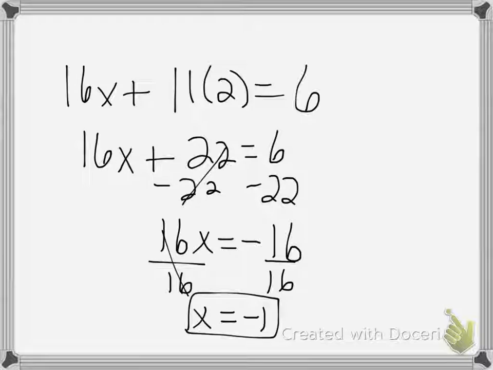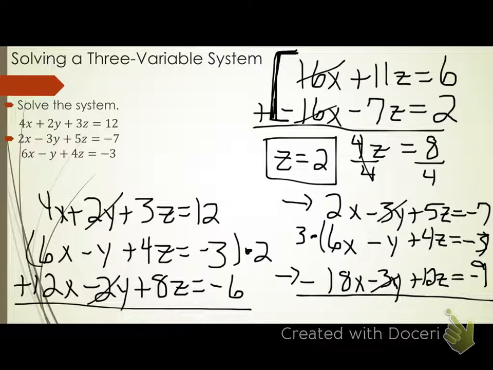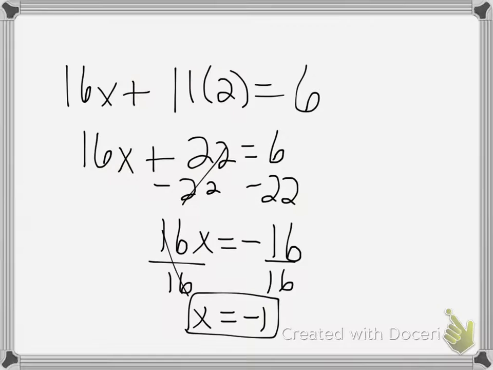Like we talked about, we found z already, and we found our x variable, correct? So do I stop after I find two variables? No. How many variables do I need to find? 3. All 3. This is a 3-variable system of equations.